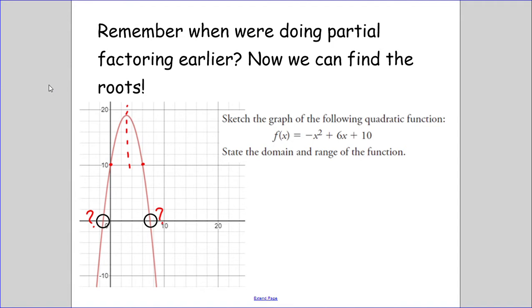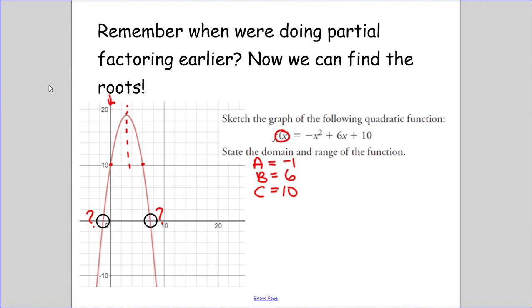But now, because we understand how the quadratic works, we can actually factor this thing out and find out what those roots are. So let's take a look and see if we can figure out what we're going to get for those roots. I have my a value as -1, my b value as 6, and my c value as 10. And remember, this is when the function is equal to 0, because I'm finding the x-intercepts. When I find the x-intercepts, my y-axis is equal to 0.